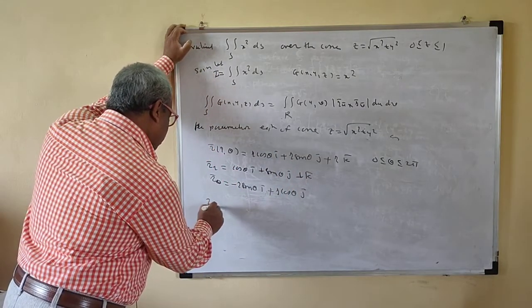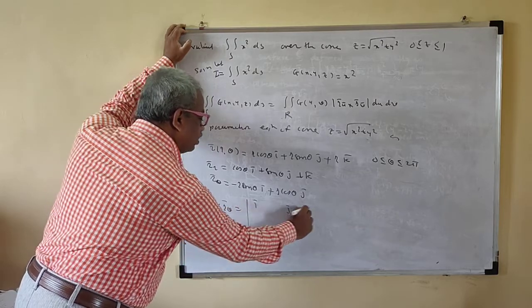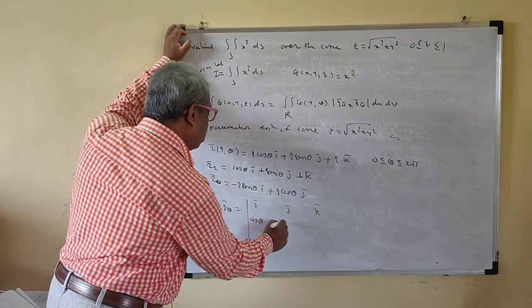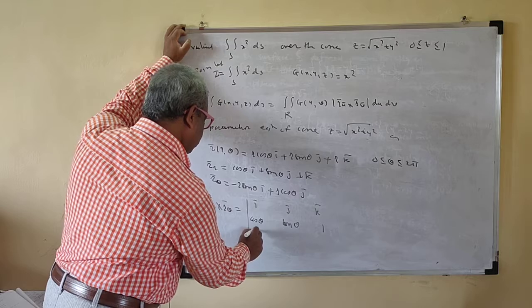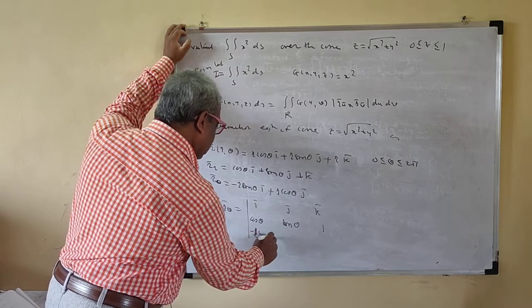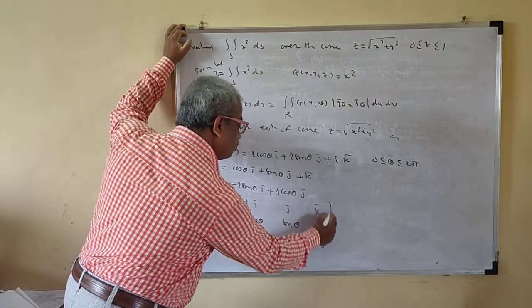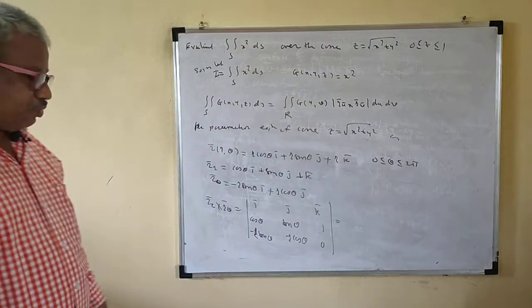Okay, so r bar cross r bar theta, so this is the determinant with i bar, j bar, k bar. r bar is cos theta, sin theta, 1, and r bar theta is minus r sin theta, r cos theta, and this is 0. We have to expand this.